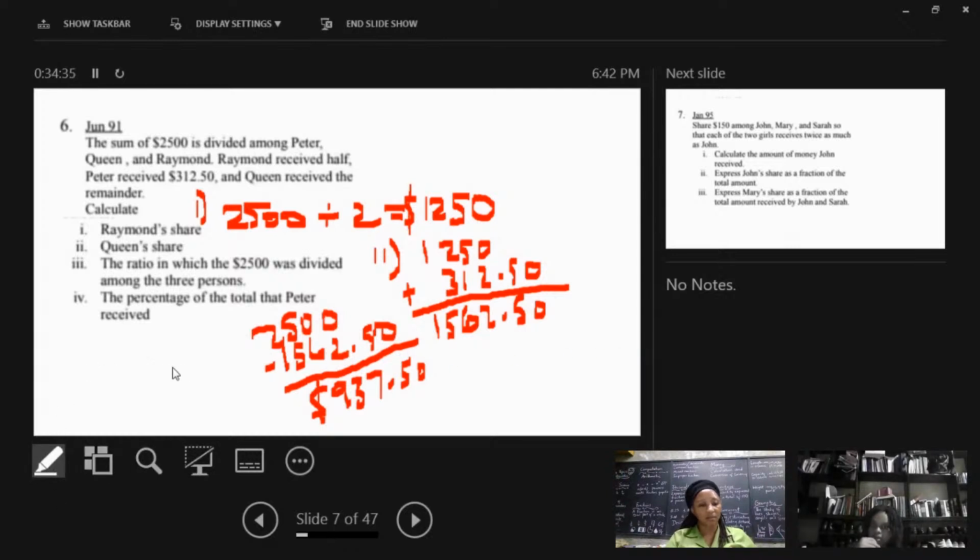Next. So now the ratio in which it was shared. So basically, we're going to put all the amounts that we have over $2,500, and then cancel it down. They didn't say fraction, they said ratio. So it would be Peter's amount to Queen's amount to Raymond's amount, Miss.